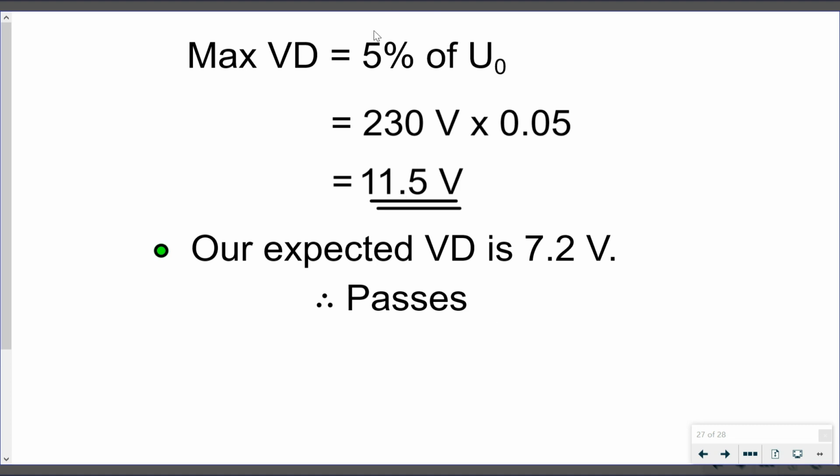Where did I get the 5% from? Well, it's not a lighting circuit, so we usually allow 5% for power circuits. Lighting circuits, unless it's an extra low voltage lighting circuit, all have a 3% volt drop.